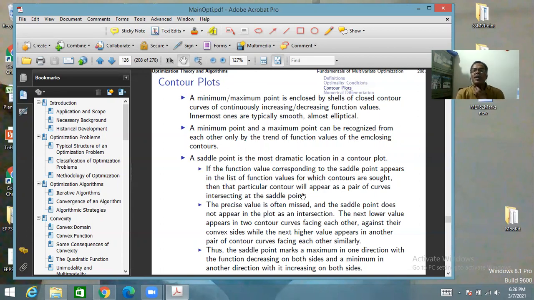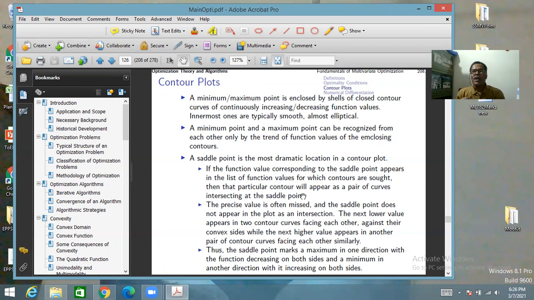Okay. So even if you do not find two mutually intersecting curves with the same function value, simply because the saddle point value has not been mentioned in the list of f1, f2, f3, etc., if you find four contour curves coming from four sides and facing one another with their convex sides, then you know that there is a saddle point there in between. If you give fine values in between, then you will get it.